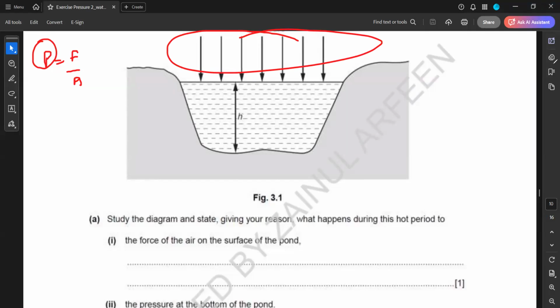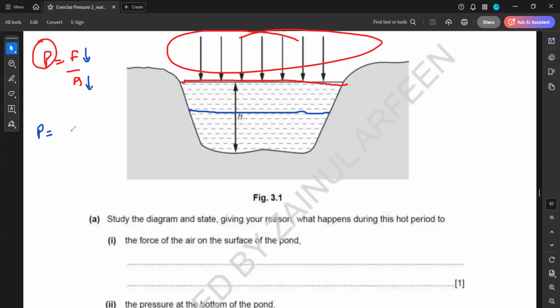When the water evaporates, what happens to the surface area of the water? This is the area first. Let's say the water evaporates and this blue line represents the new area. Does the area increase or decrease? It decreases. If the area decreases, the force should also decrease, so the pressure remains unchanged. Force and area are directly proportional if pressure is constant.